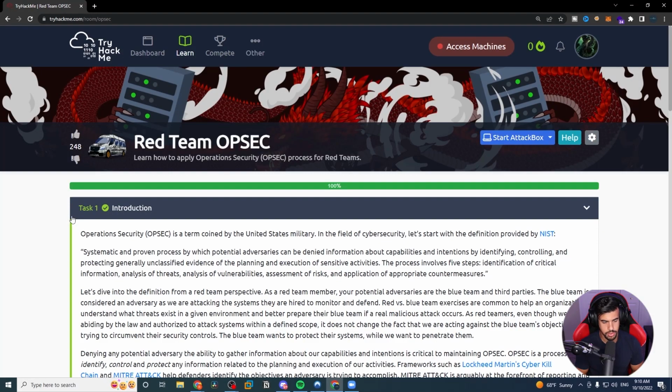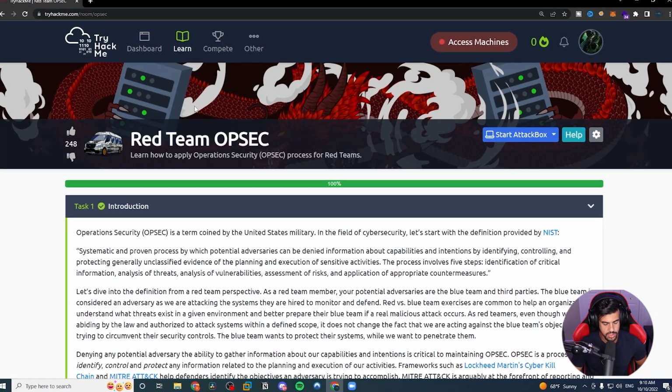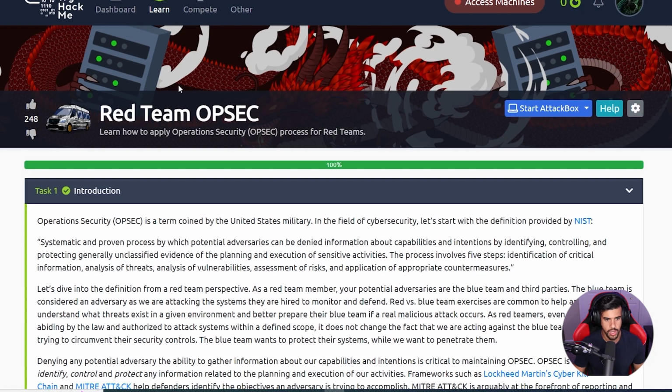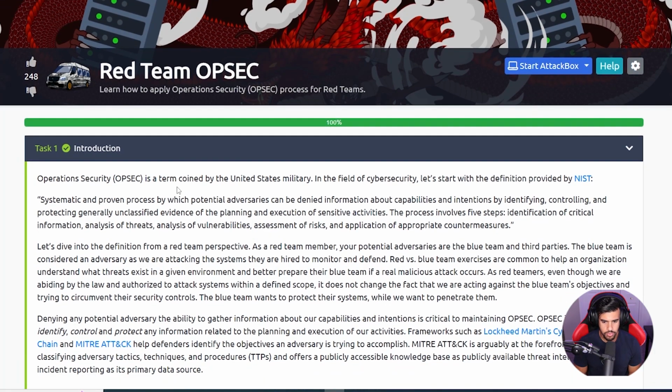All right, welcome to the Red Team OPSEC room here in TryHackMe. We're going to be learning all about operations security and how we can apply it as a red teamer, because this is something that you hear a lot about on the blue team side, but the best attacking groups, the best APTs, they're all leveraging this idea of OPSEC and applying it to what they're doing, right?